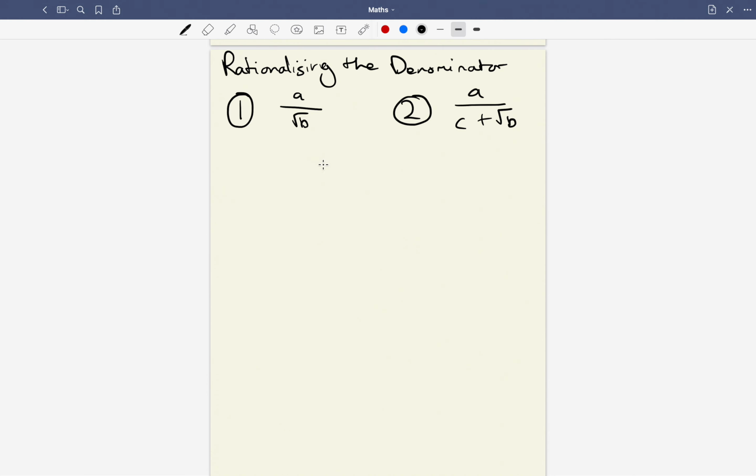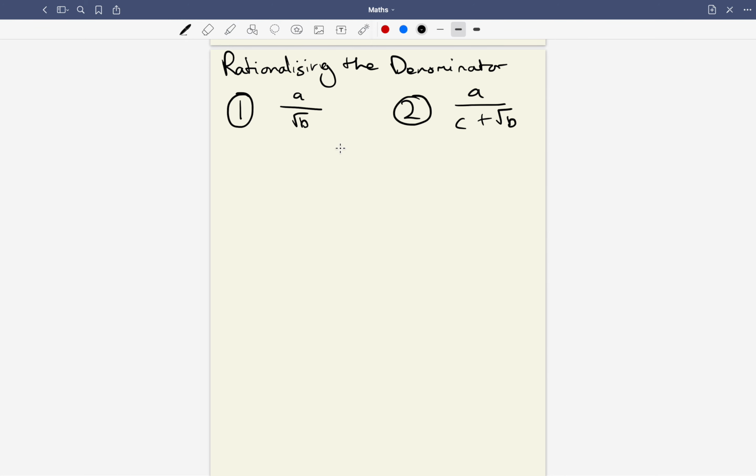Now there's two main parts of rationalising the denominator that you need to be aware of. The first one is a lot easier than the second, so we'll start with the first one. The first one is where you've just got a surd on the bottom.